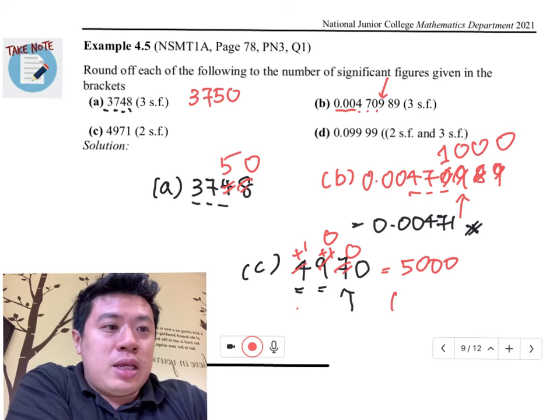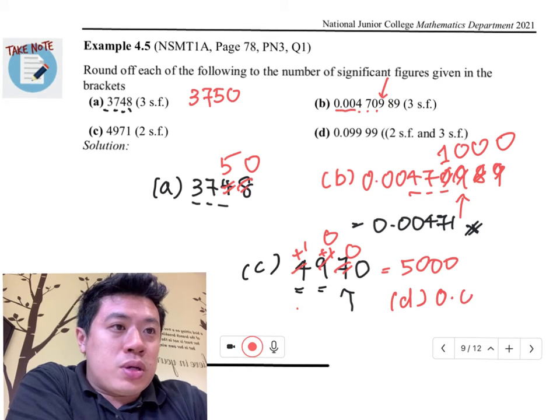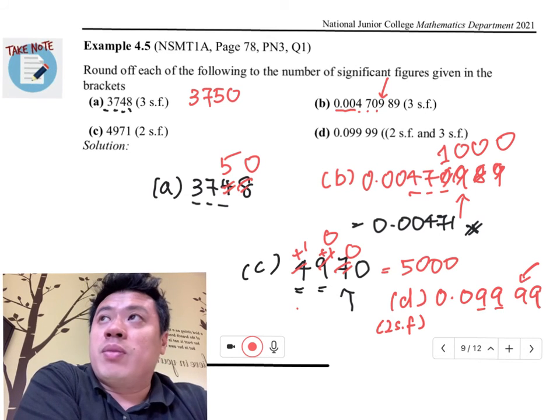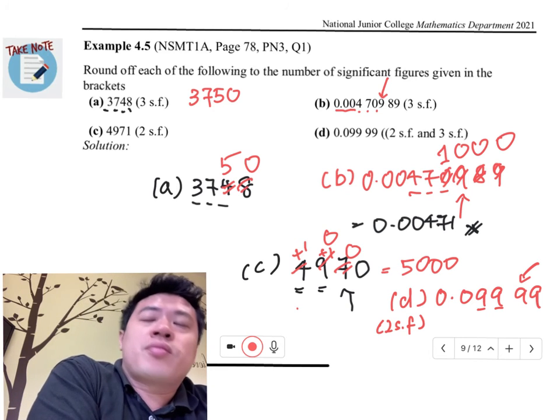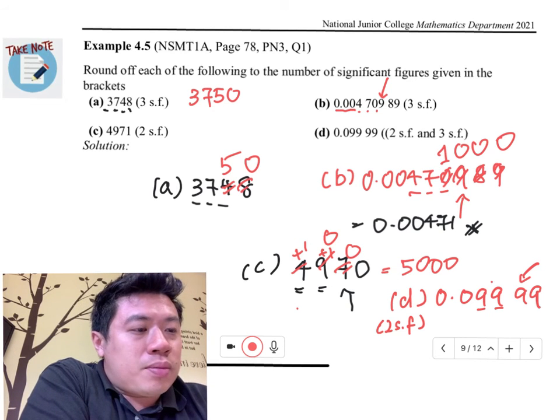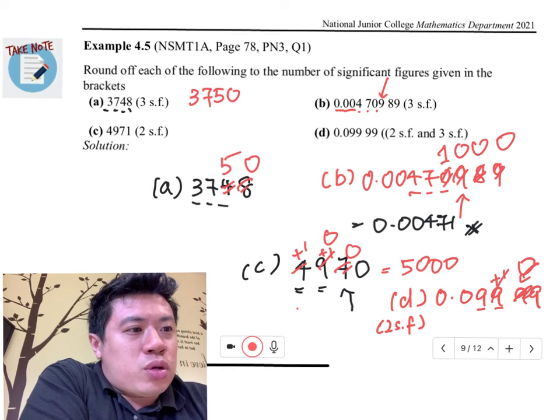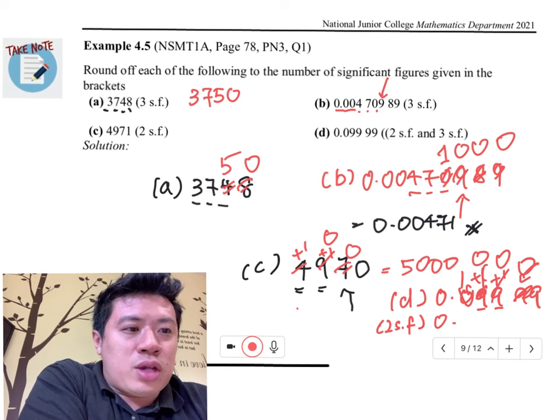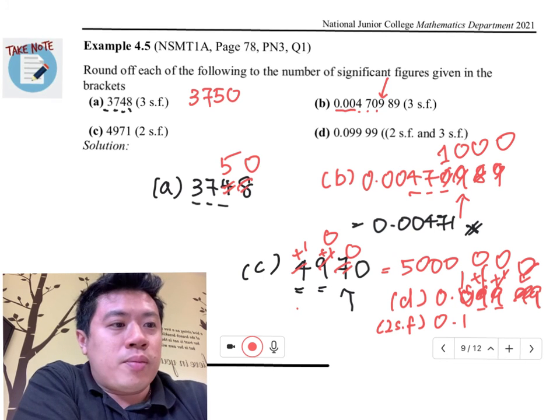So next I look at D. D is 0.09999. If I want to round it off to 2 sig fig, again, fix the first 2 and I look at this one. It is more than 4, so I round it up. This goes up, this is +1, this one goes to 0. Because this goes to +1, it also goes to 0, so this one also +1, and this also goes to 0. So it becomes a 1. So for 2 sig fig, I actually get 0.1.